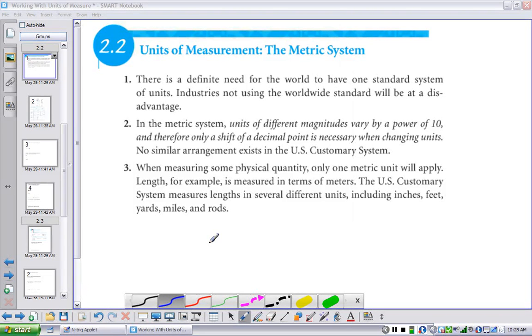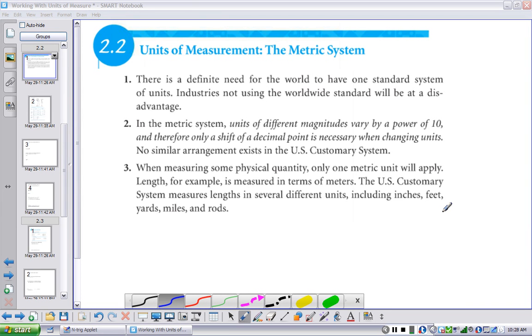In the last section, we talked about the English units of measure. In this section, we're going to look at units of measurement, the metric system. The metric system is what is used worldwide. It's one standard system of units.